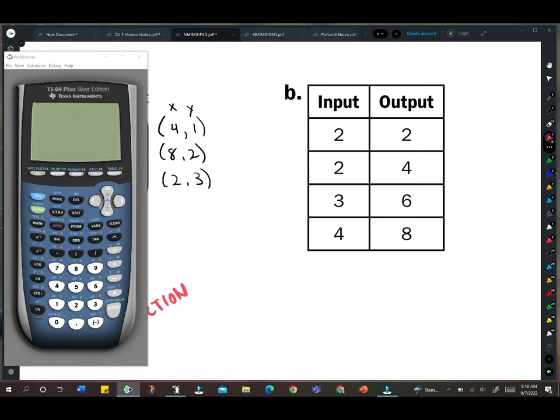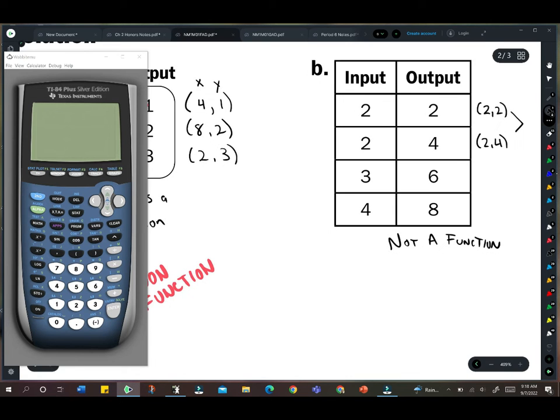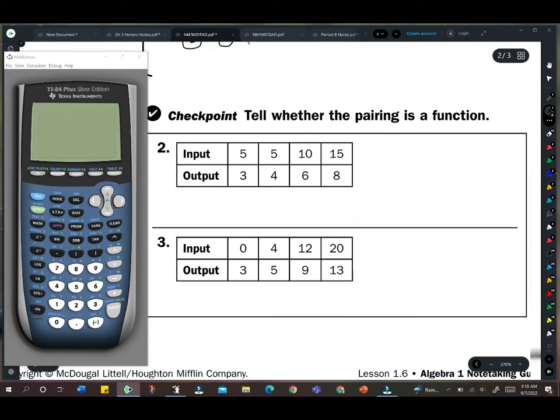With that in mind, if we look at this here, so 2 goes to 2, 2 also goes to 4, 3 goes to 6, 4 goes to 8. If we think of this like our other one, so 2 goes to 2, but it's also going to 4. Since 2 is going to 2 different numbers, this is not a function. So that is the key thing with that there. Not a function. And that's pretty much it for those ones.